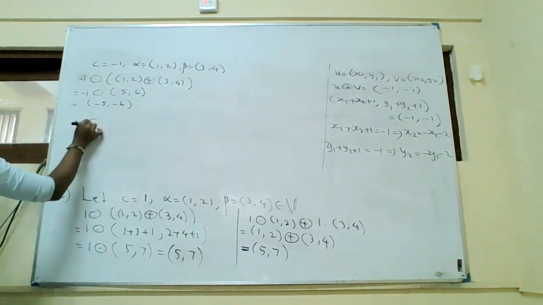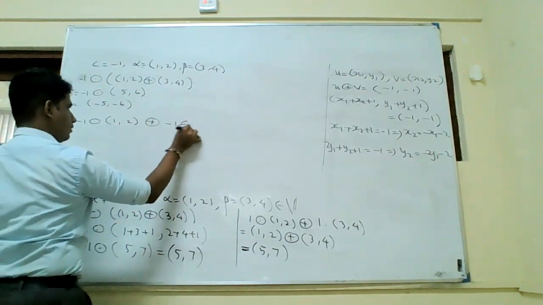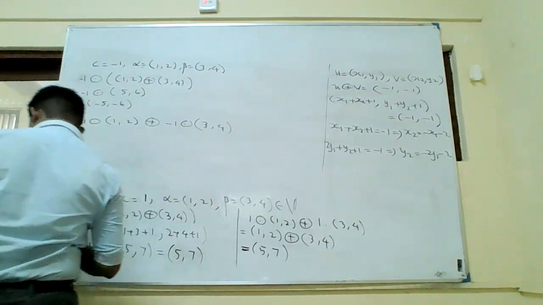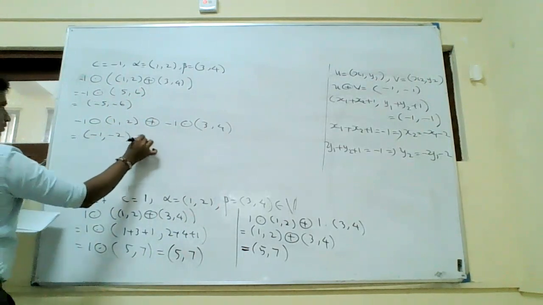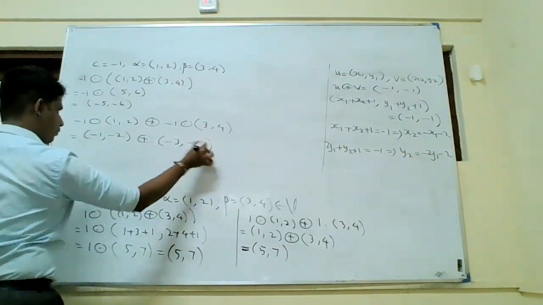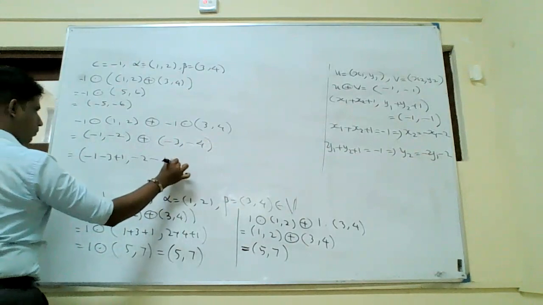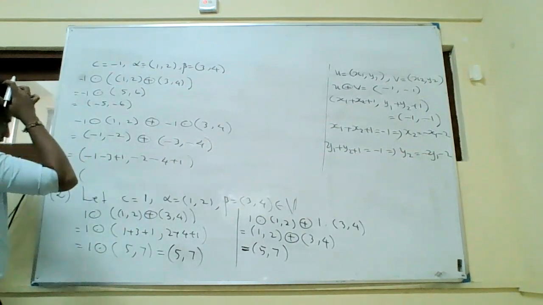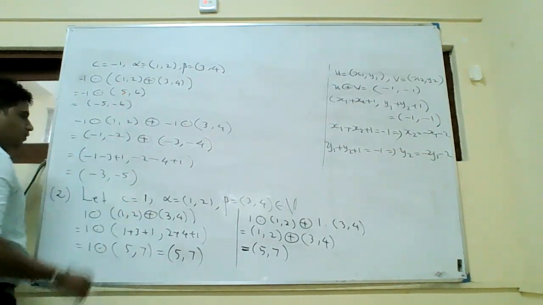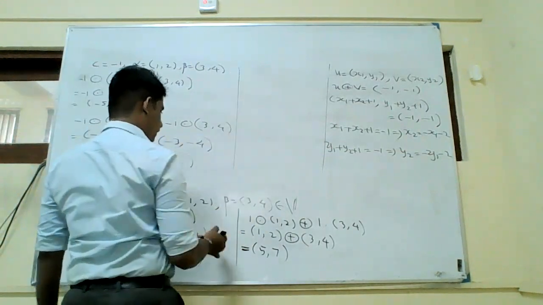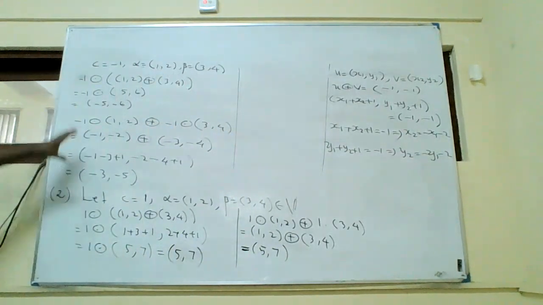Next, minus 1 times (1, 2) plus minus 1 times (3, 4). This is (minus 1, minus 2) and this is (minus 3, minus 4). Now add these: minus 1 minus 3 plus 1, minus 2 minus 4 plus 1. Then you get (minus 3, minus 5), and the other is (minus 5, minus 6). They are not equal. For the negative case it is not possible, but the positive case is okay.